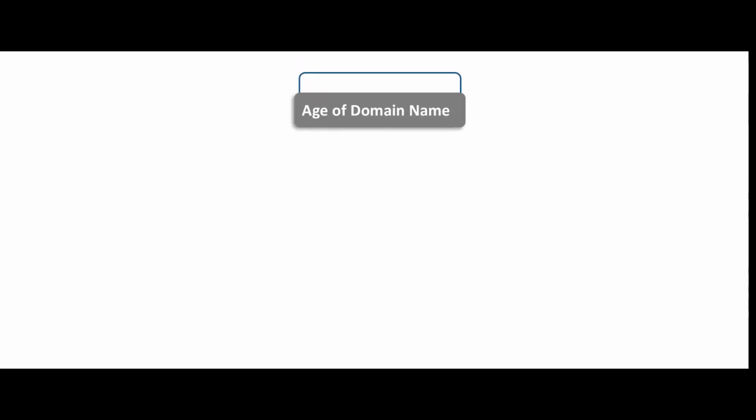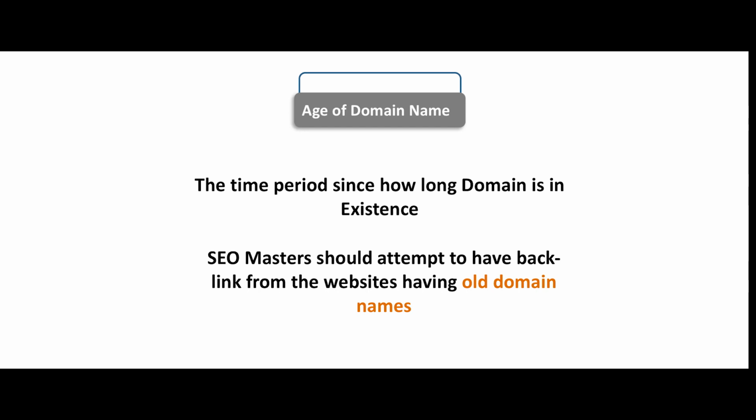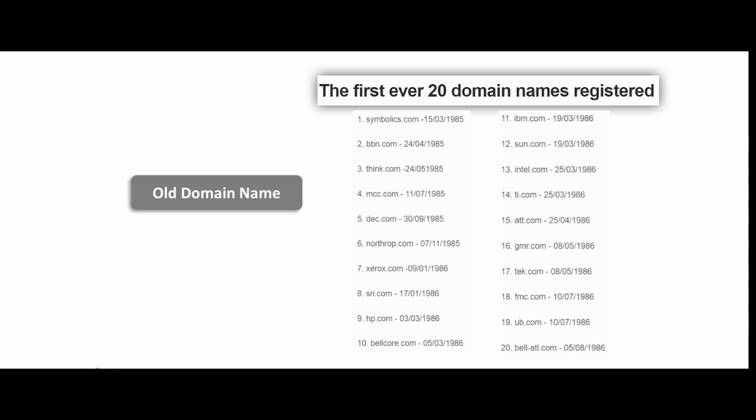Age of a domain. In simple words, domain age refers to the amount of time during which a domain name has existed, or how old a domain name is. It is always suggested that SEO masters should attempt to have backlinks from websites having old domain names. In the case of old domains, there are high chances that they have built a reputation over time and have a better linking profile. The age of a domain will also help you in case you are planning to buy an existing domain name through auctions from the domain registrars.